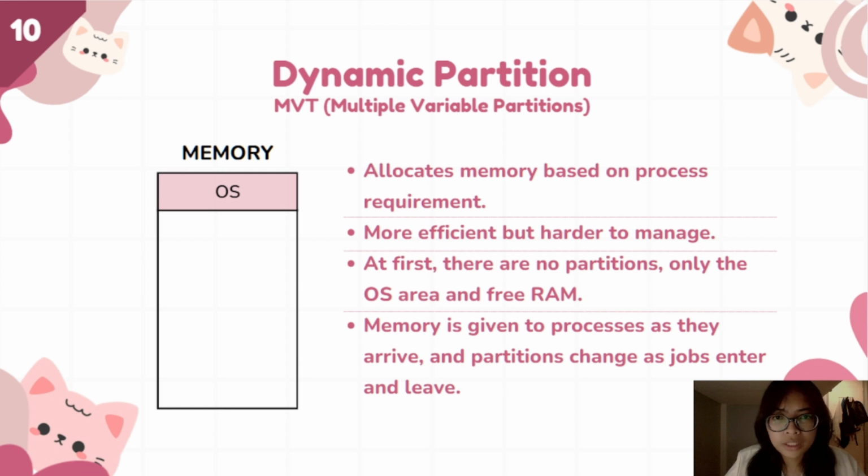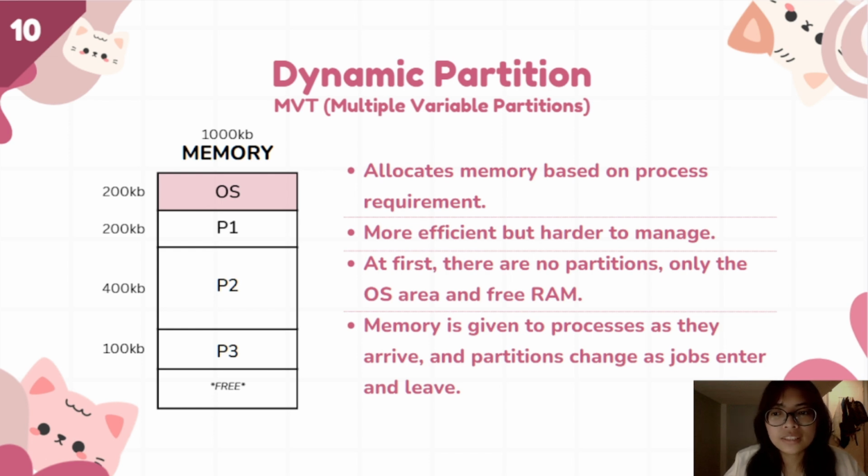Let's say your memory has 1000 KB and let's say your OS occupies 200 KB. The memory that's left is 800 KB. Let's say P1 arrives with 200 KB. The system will make a partition for it and the rest will stay free. Let's say the other process arrives.